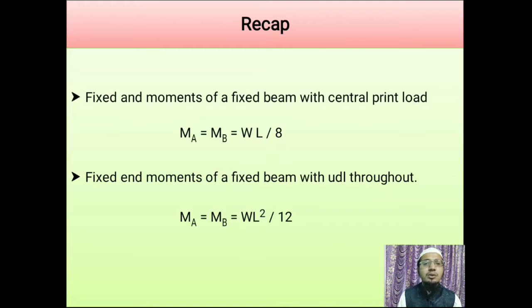different cases. As we already derived formulas for fixed end moments for a fixed beam with central point load, that is MA will be equal to MB, WL by 8, and fixed end moment for the beam subjected to uniformly distributed load throughout the span will have the same magnitude of fixed end moments, that is MA or MB will be equal, and the formula for which will be WL square by 12. So these are the things which we have discussed in previous sessions and derived these formulas.